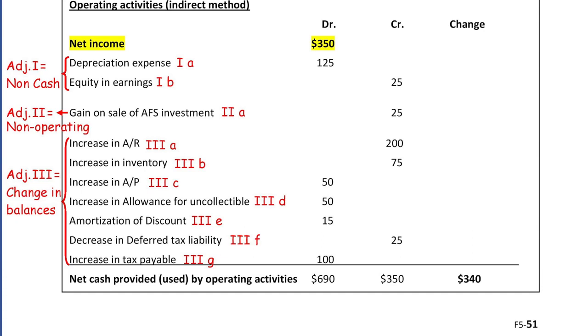So we started with net income. We did our adjustment number 1, adjustment number 2 and adjustment number 3. And this gives us net cash provided or used by operating activities. And the net change is $340. And the good news, right, same result as direct method.